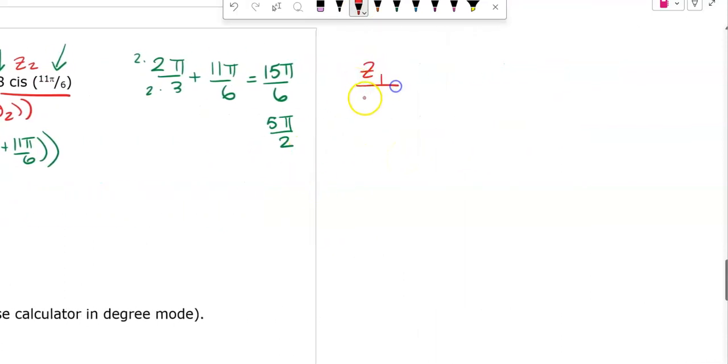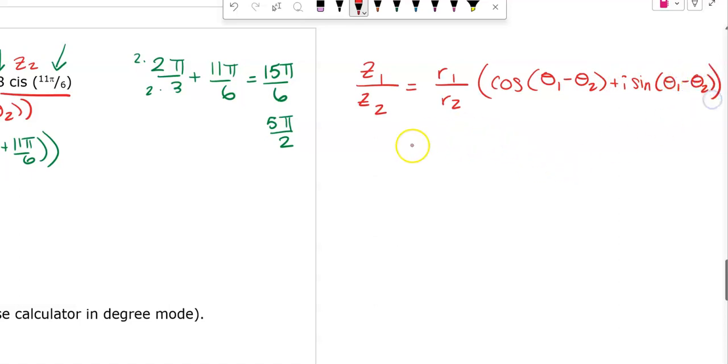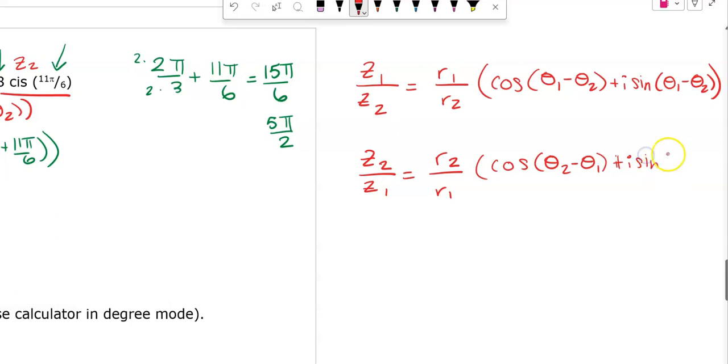So if I do Z1 divided by Z2, that means I'm doing R1 divided by R2. And then I have cosine theta 1 minus theta 2 plus i sine theta 1 minus theta 2. Okay. Something important to note, this is when I have Z1 divided by Z2. If I did Z2 divided by Z1, then that would be R2 divided by R1, and that would be cosine theta 2 minus theta 1 plus i sine theta 2 minus theta 1. So it's important to pay attention to what's in your numerator, what's in your denominator, okay? So in this case, we're going to do the Z1 divided by Z2.